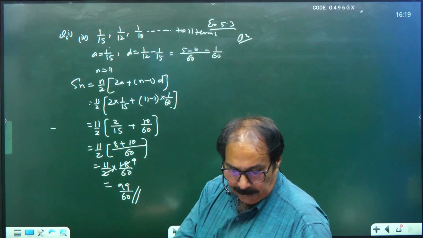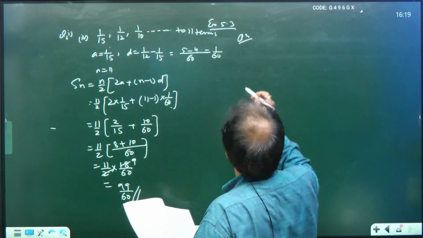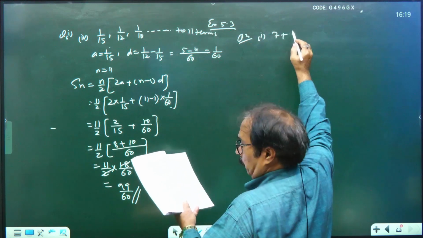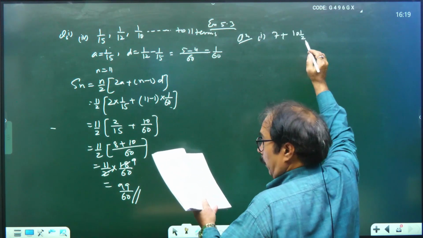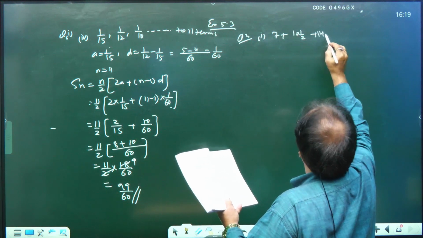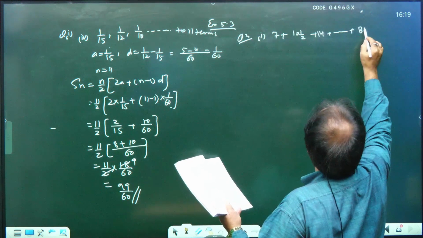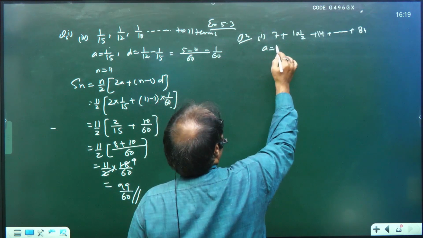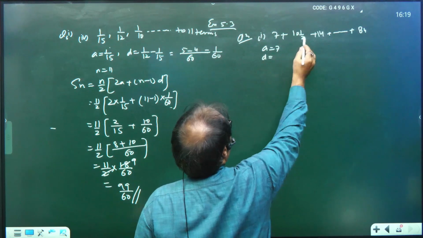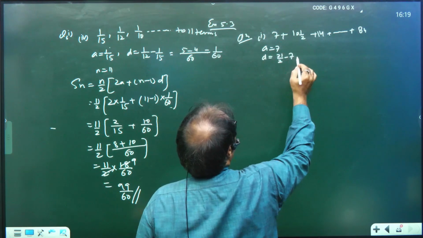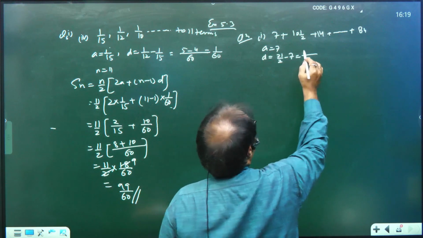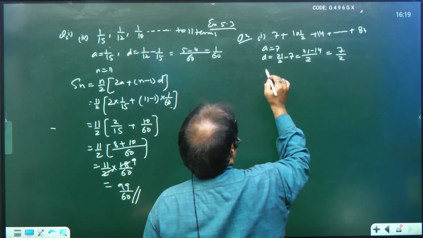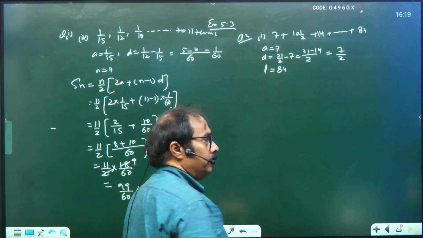Question number 2 is: find the sum of the given below. I am taking the first part. The sequence is given: 7, 10 and a half, 14, and so on, plus 84, right? So here A is equal to 7, find the D. D is equal to 21 by 2 minus 7. So 2 is the LCM. So 21 minus 14, that is 7 by 2. This is the D. And the L is given, 84.